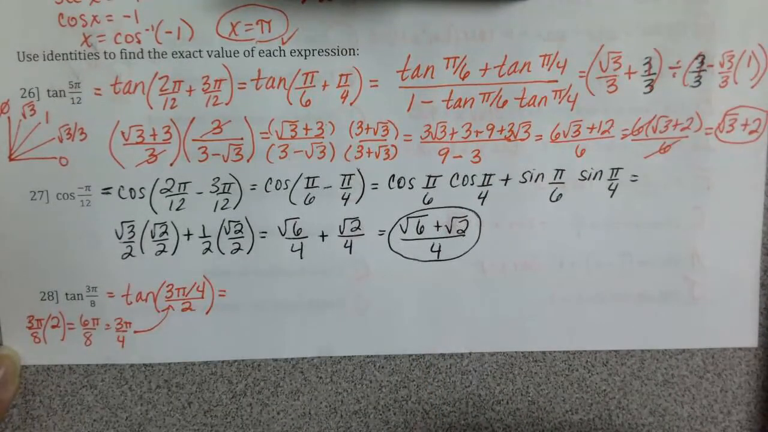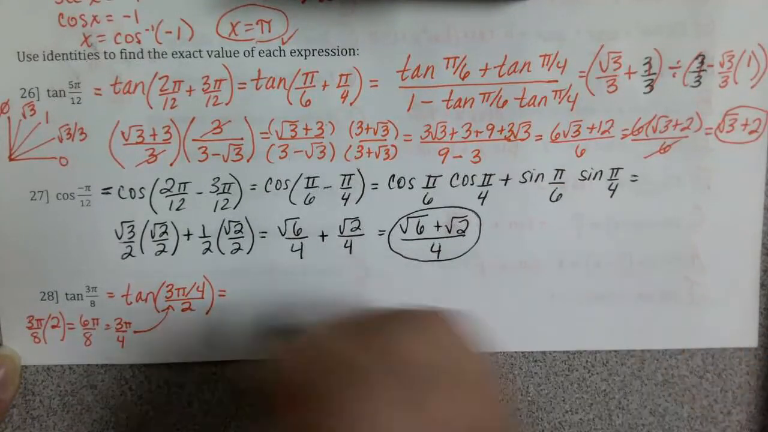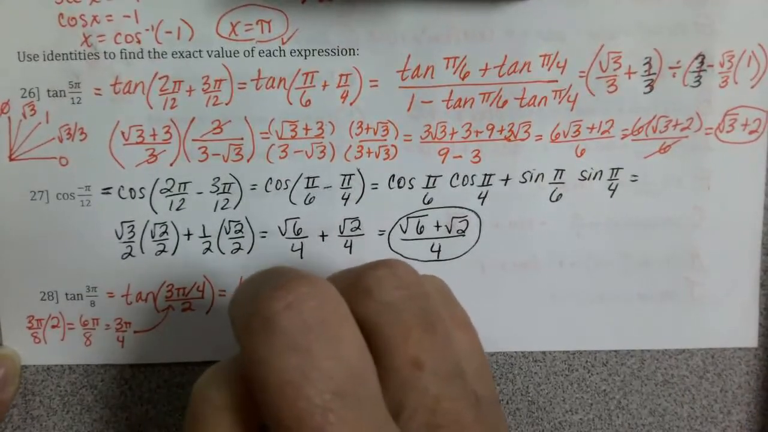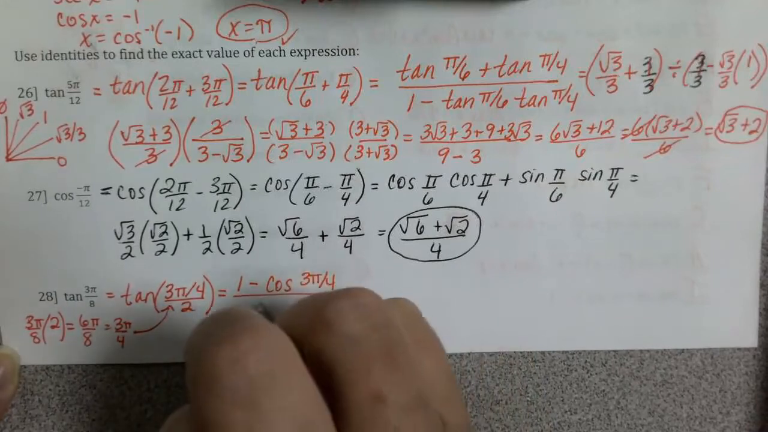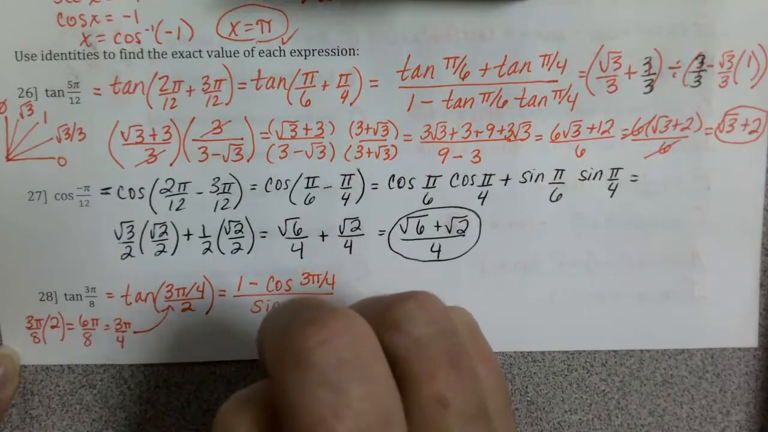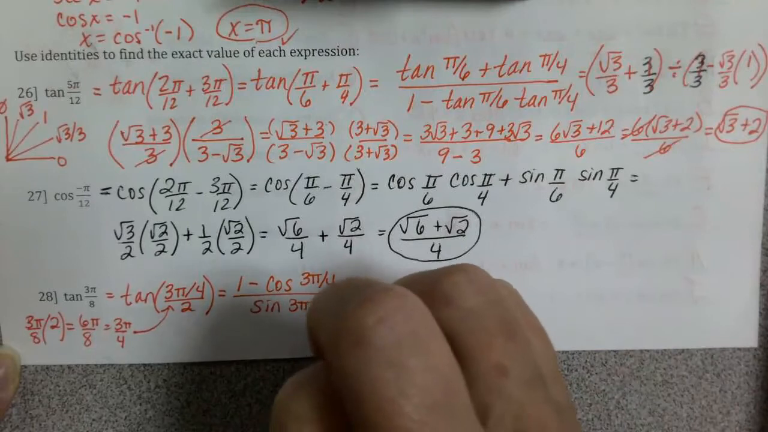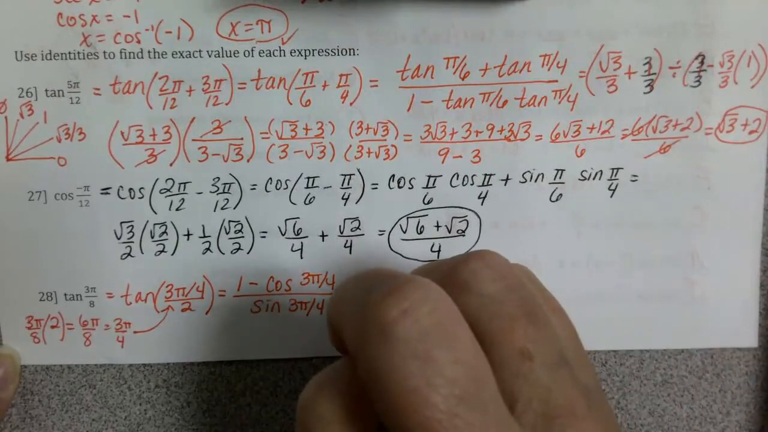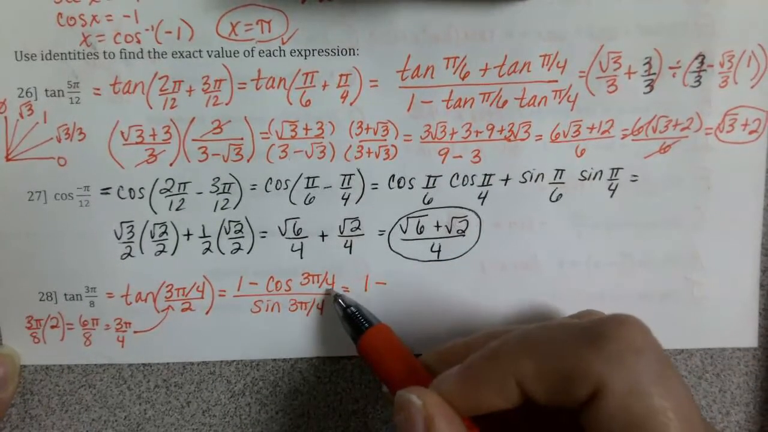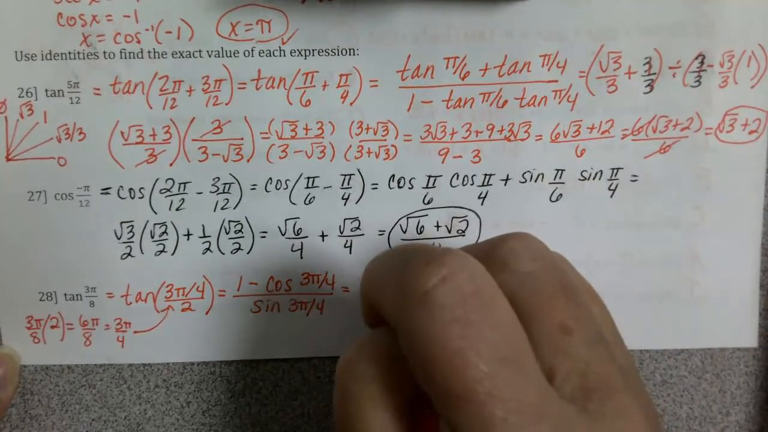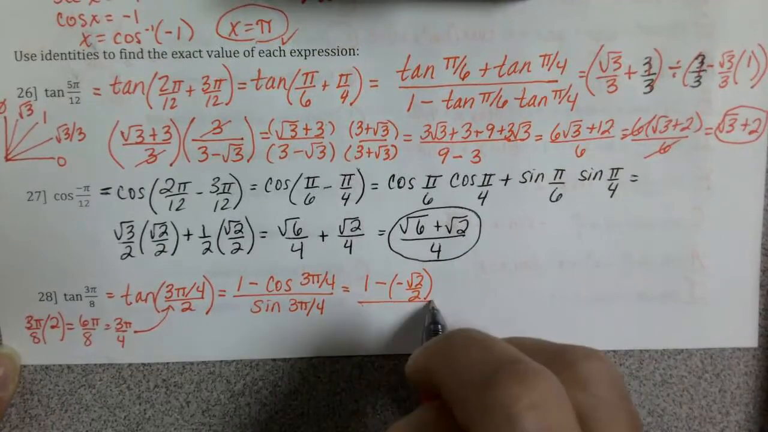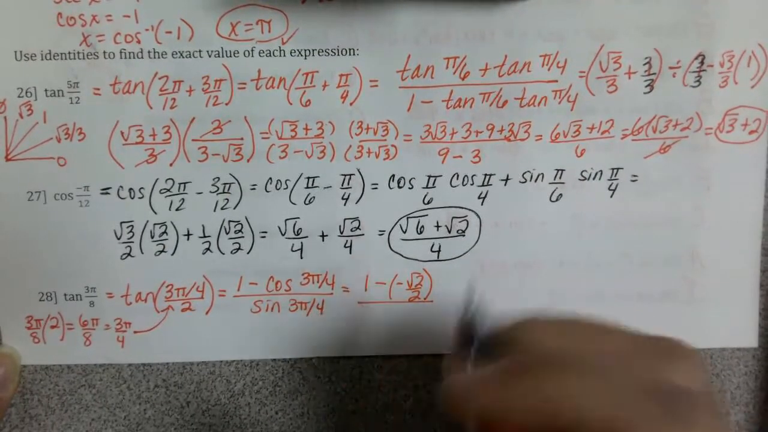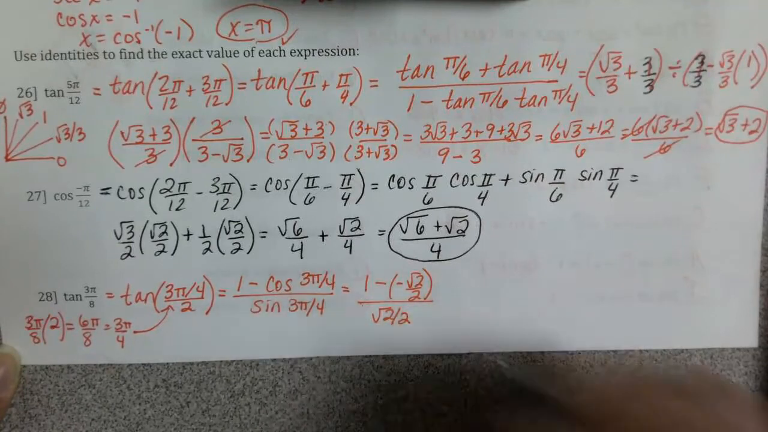So looking at the half angle identity for tangent, we have 3 choices. I'm going to use 1 minus the cosine of the angle, 3 pi over 4, divided by the sine of the angle, 3 pi over 4. And 1 minus the cosine of 3 pi over 4 is 1 minus negative root 2 over 2, and that's divided by the sine at 3 pi over 4, which is positive root 2 over 2.